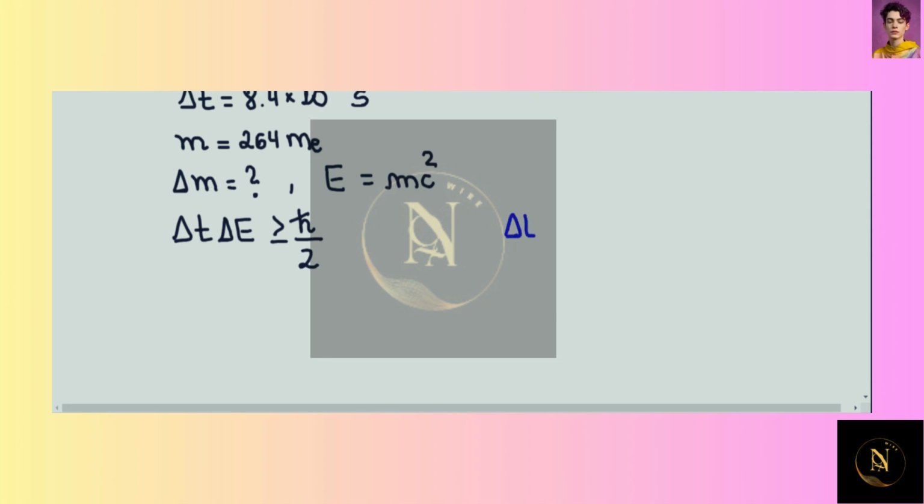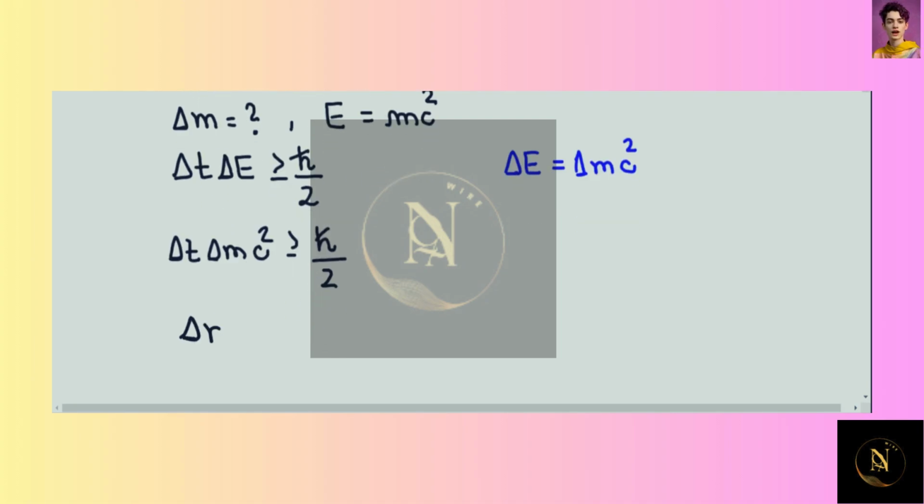Now, use that delta E is equal to delta m times c squared. So we have that delta t times delta m times c squared is greater or equal than h bar over 2. So delta m is greater or equal than h bar over 2 delta t c squared. So this is h divided by 4 pi delta t c squared.